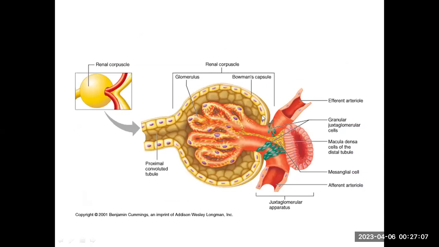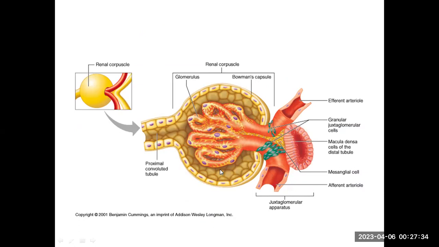This is the Bowman's capsule. The outer layer of the Bowman's capsule is called the parietal layer. This is the outer layer lining the Bowman's capsule. This is the layer which will be acted upon by the growth factors. The growth factors will stimulate these cells, and these cells will start proliferating in an uncontrolled fashion, and they will proliferate inside the Bowman's space here, and start obliterating the Bowman's space.